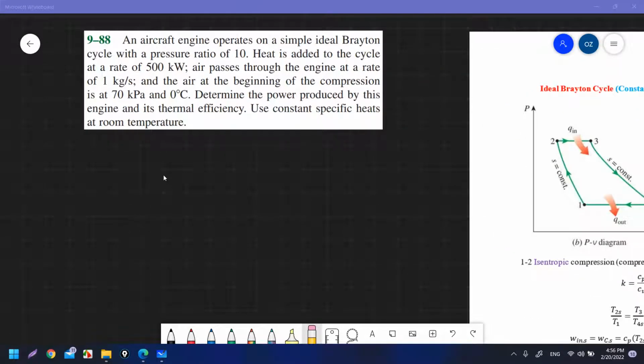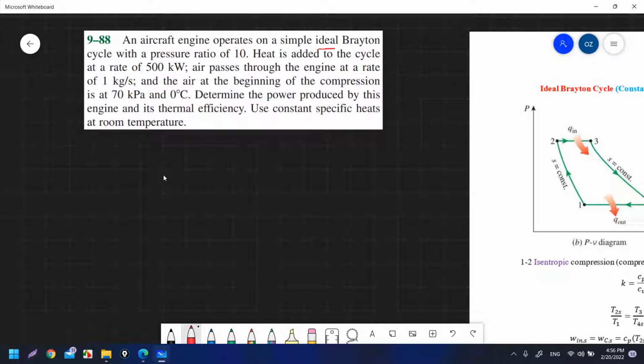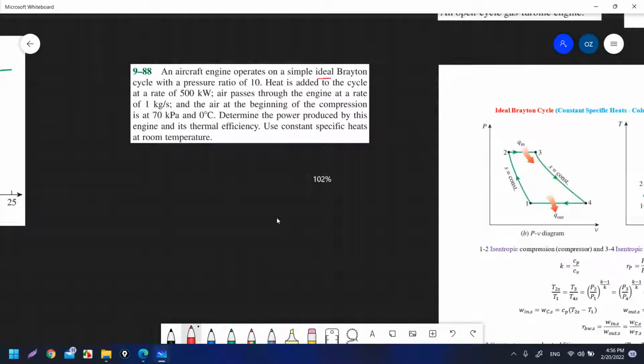In this question, we have an aircraft engine, and this is one of the applications of the Brayton cycle. The aircraft engine operates on a simple ideal Brayton cycle. So we have an ideal cycle, an ideal Brayton cycle with a pressure ratio of 10. So what is the ideal Brayton cycle?